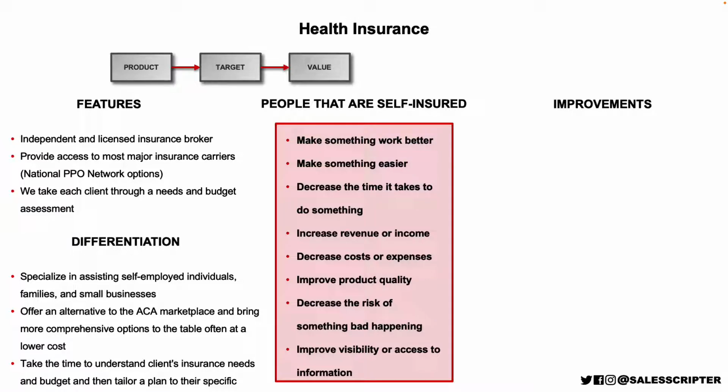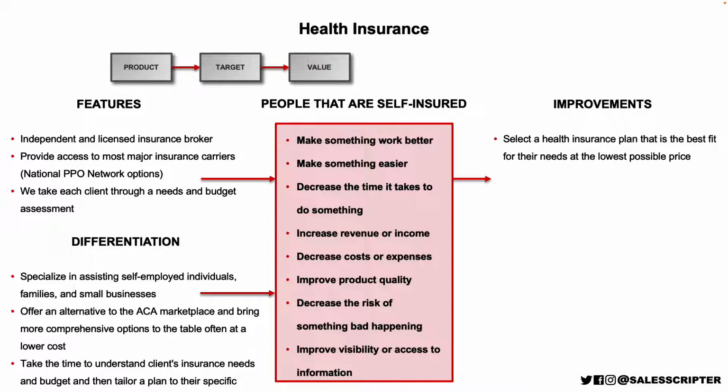What you can do is you can use this list of common areas of improvement and look at your features and your differentiation, each item one by one, and say, does that particular feature help in any of these ways? And if it does, try to think of a way to explain the improvement that that feature or that differentiation helps with.